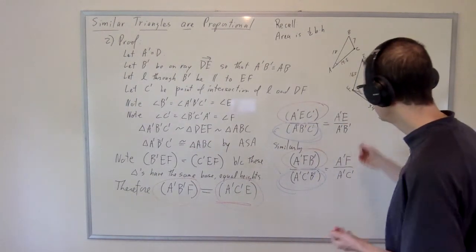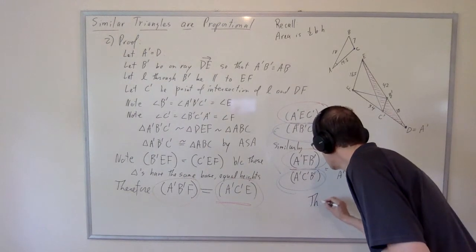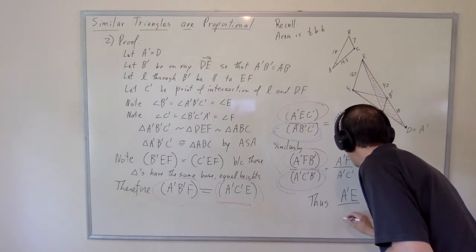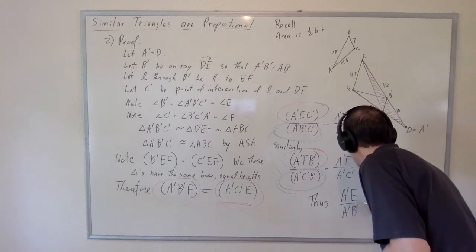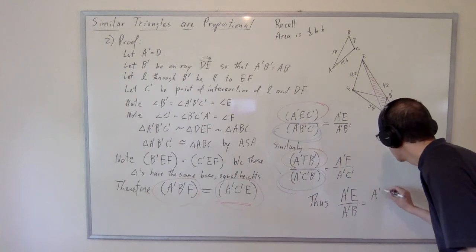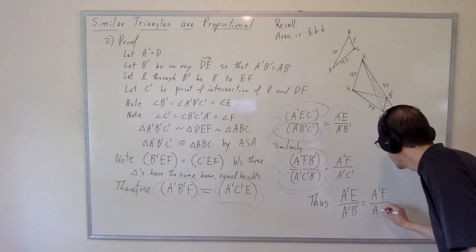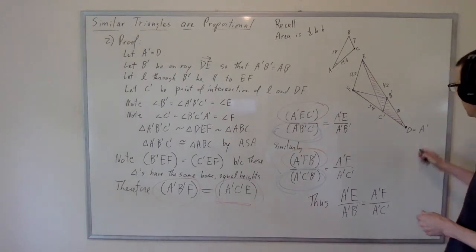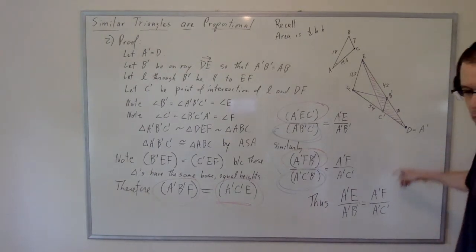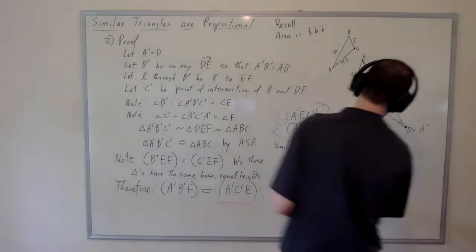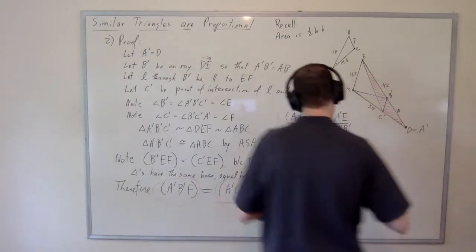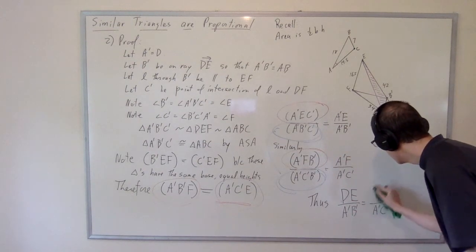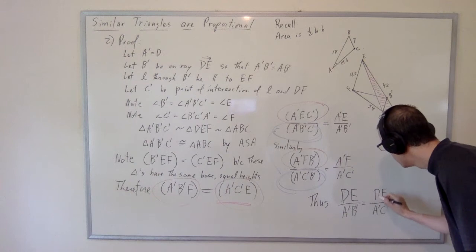And so what do we conclude? We conclude that their right-hand sides are equal. So thus, what do we conclude? A prime E over A prime B prime equals A prime F over A prime C prime. Now, let's use our notation carefully here. A prime E could also be called DE because A prime is D. And A prime F could also be called DF.